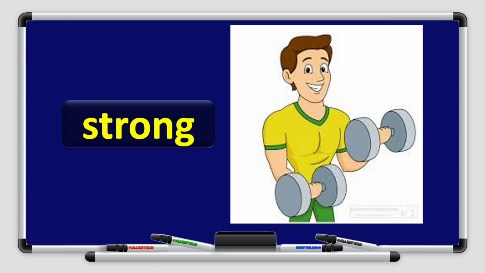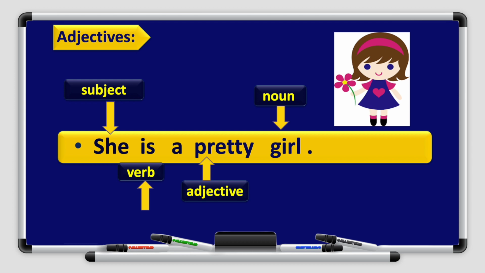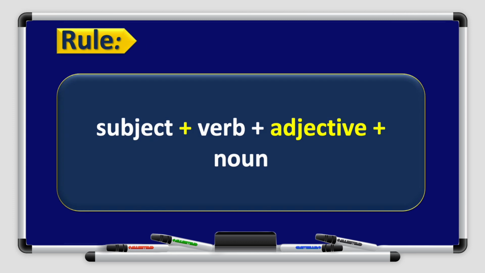Next we have the adjective strong. Look at the picture. He is strong. Alright, boys and girls. Now let's look at this example. She is a pretty girl. She is the subject, is is the verb, pretty is an adjective, and girl is the noun. Now let's look at the rule. Subject plus verb plus adjective plus noun.